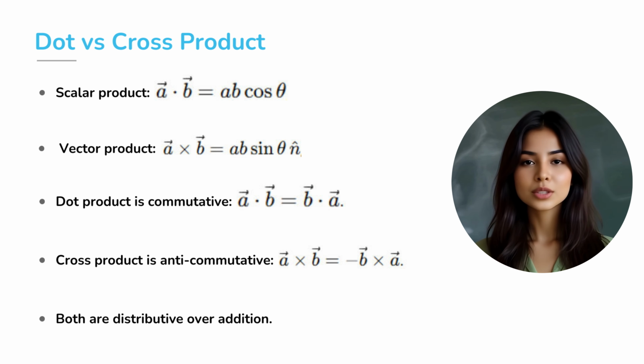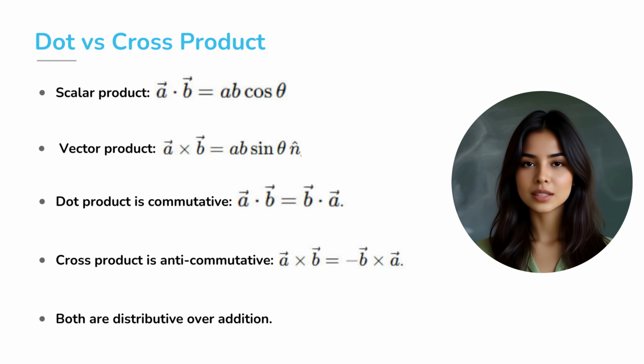Remember the dot product? That gave us a scalar, A dot B equals AB cos theta. It measured how much two vectors line up. The cross product, on the other hand, gives a vector, A cross B equals AB sine theta in the direction of n hat, which is perpendicular to the plane.